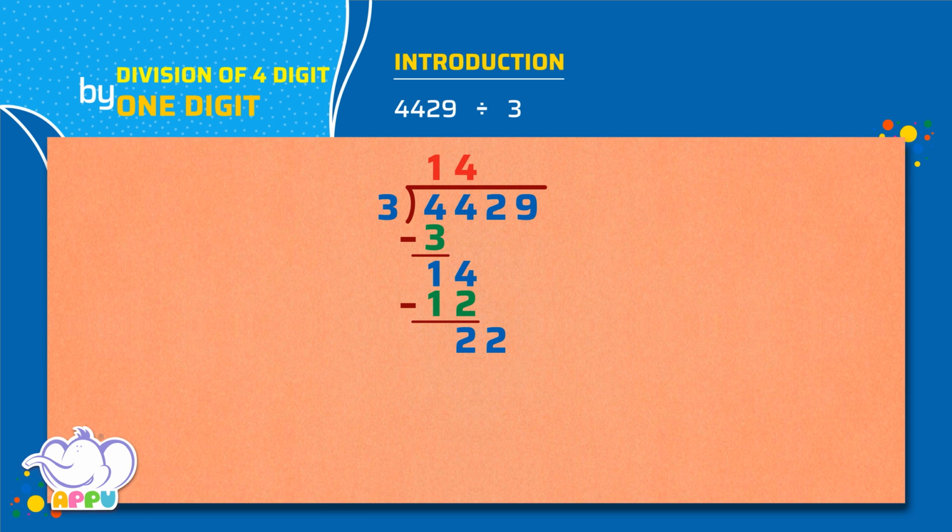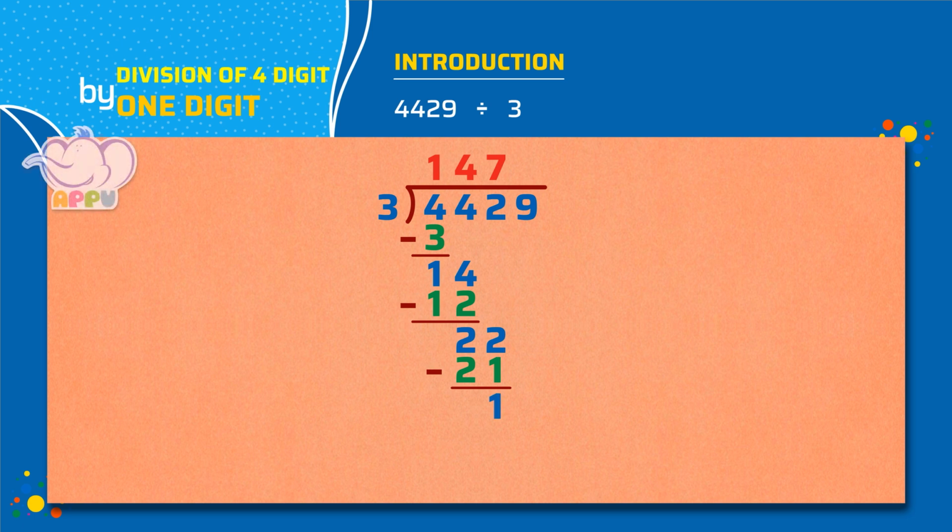We figure out how many 3's does it take to make 22, or almost 22, which is 7. We multiply 3 and 7, we get 21. We subtract 21 from 22, we get 1. Next, we bring down the number in ones place, which is 9. So the number now becomes 19.